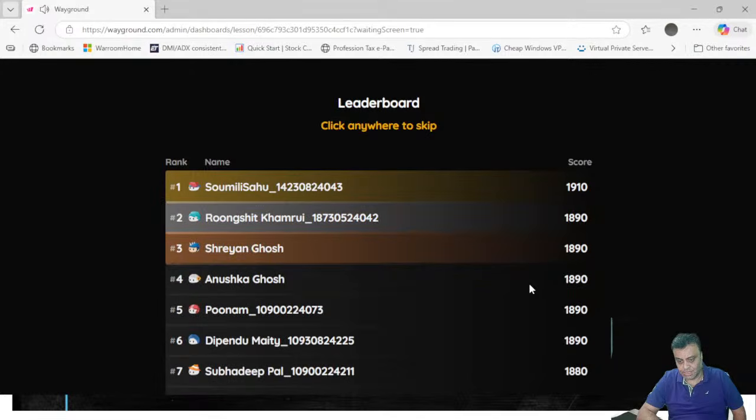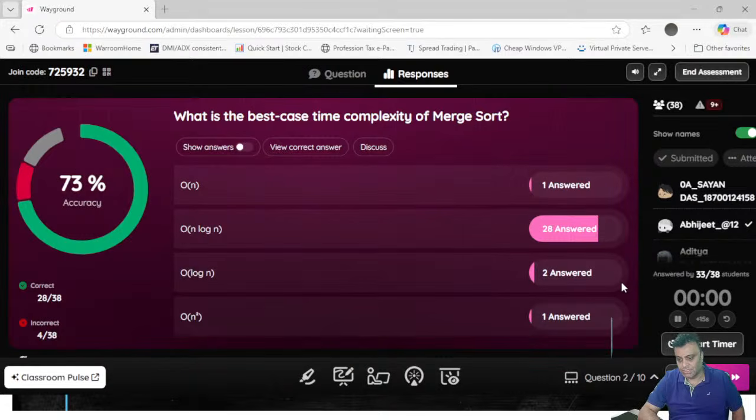Yes, this is right. Shreyan, Rungshit, Shomili, the leaderboard has not changed. More or less 73%. I'll move on.